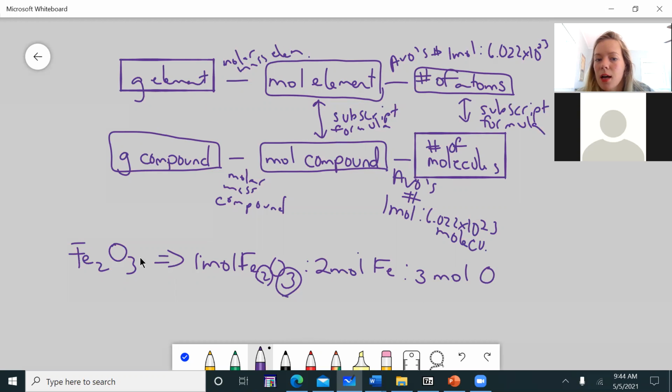So this concept is what bridges between the element and the compound. We put an X here because there's no easy way to go from grams of an element to grams of a compound or vice versa. You have to do a multi-step problem.